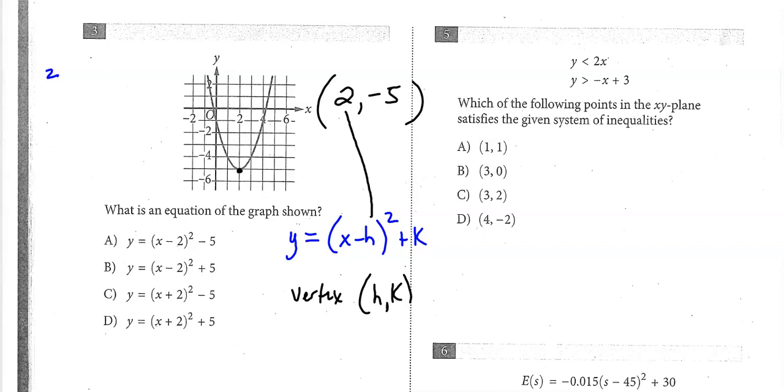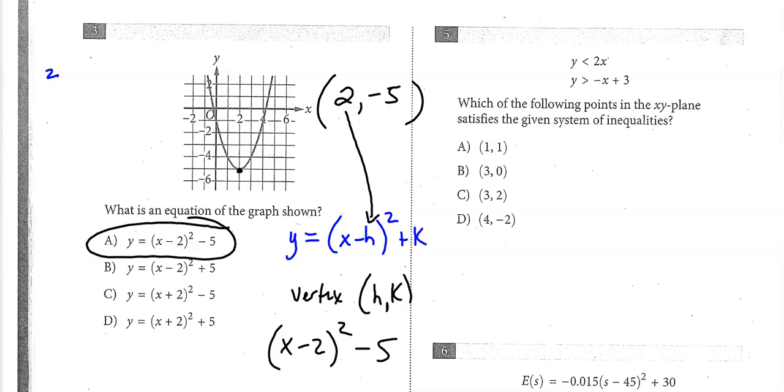So if I put 2 in for h, that should read x minus 2 squared. And then the k should be a -5. So I'm looking for that one. It looks like this one is going to be A. Sometimes that's a little tricky because you might think that the -2 means move to the left, but inside the parentheses controls left and right, and it's always the opposite of what you would think.